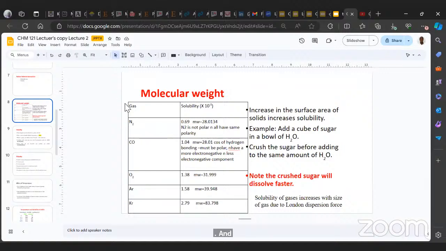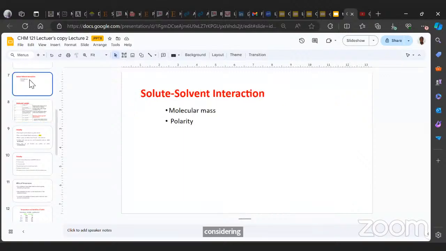So under solute-solvent interaction, what are the 2 things we are considering? Molecular mass or molecular weight, and polarity. Please answer me so you remember. When you see and say, you remember. So molecular mass and polarity.